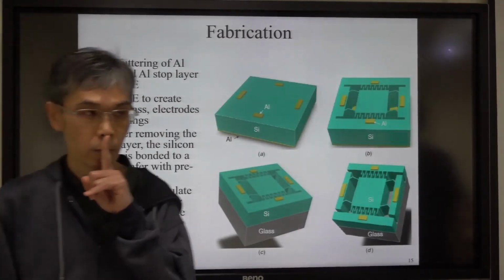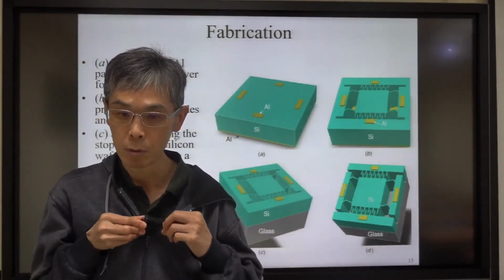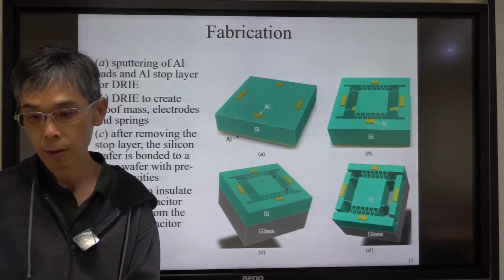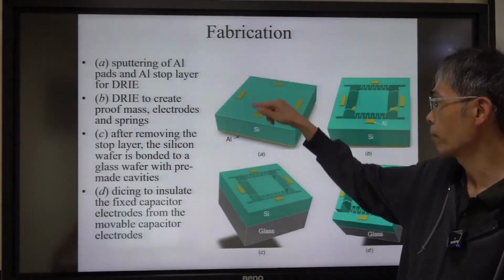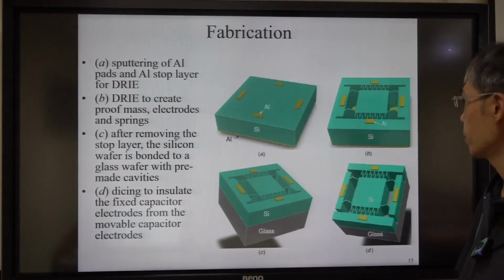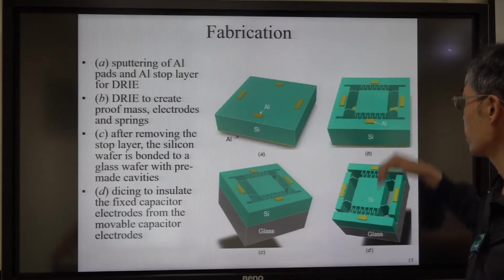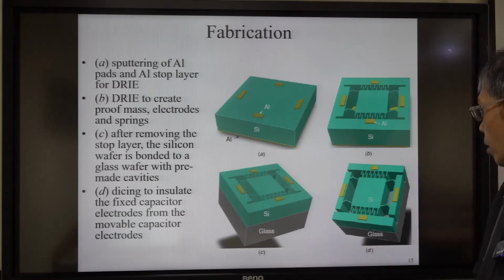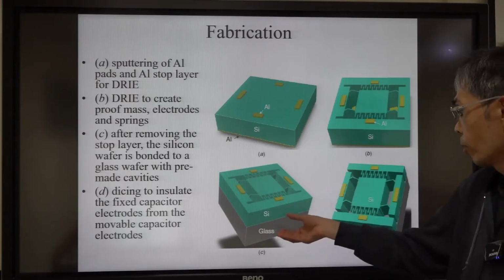To fabricate the device, we can use microfabrication. See, for this, we can deposit aluminum at the top, the four aluminum for pad, and bottom aluminum for the fabrication purpose. And then we can use plasma to etch the top surface to create this mechanical structure. After that, we could use a glass as the handle wafer, as the bottom wafer.